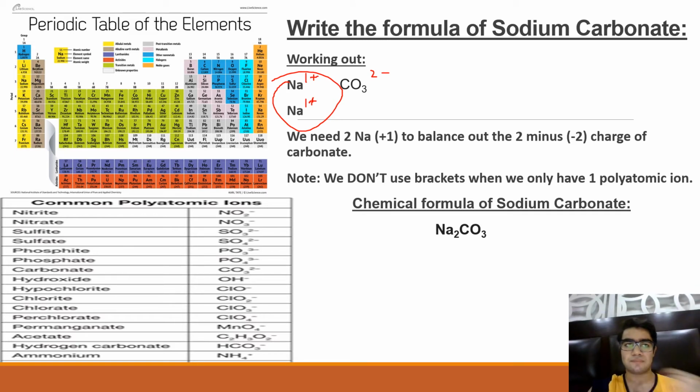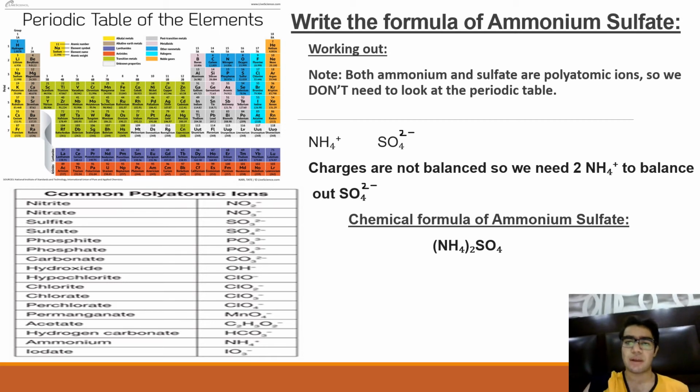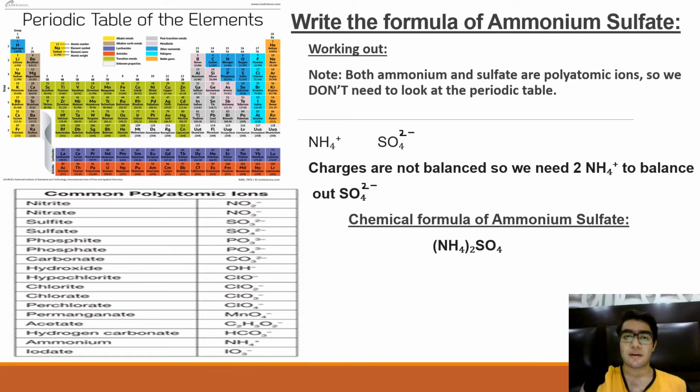Okay, I'll tell you how to write the formula of ammonium sulfate. So remember that you don't need to use the periodic table now because both ammonium and sulfate are polyatomic ions. So you won't find them in the periodic table. And many students confuse this thing. You should remember that you can never find a polyatomic ion on the periodic table. You just need to memorize them. Just ask your teacher as soon as possible, okay? So both ammonium and sulfate are polyatomic ions. We don't need to look at the periodic table.